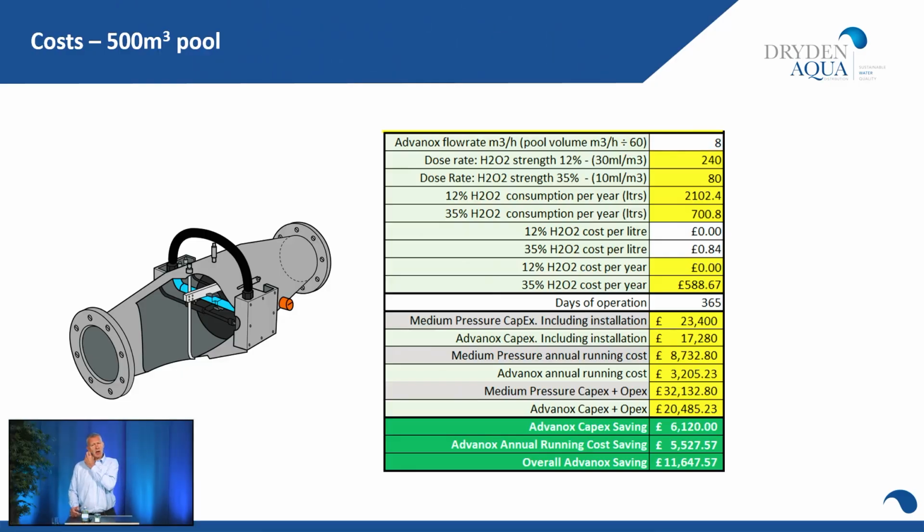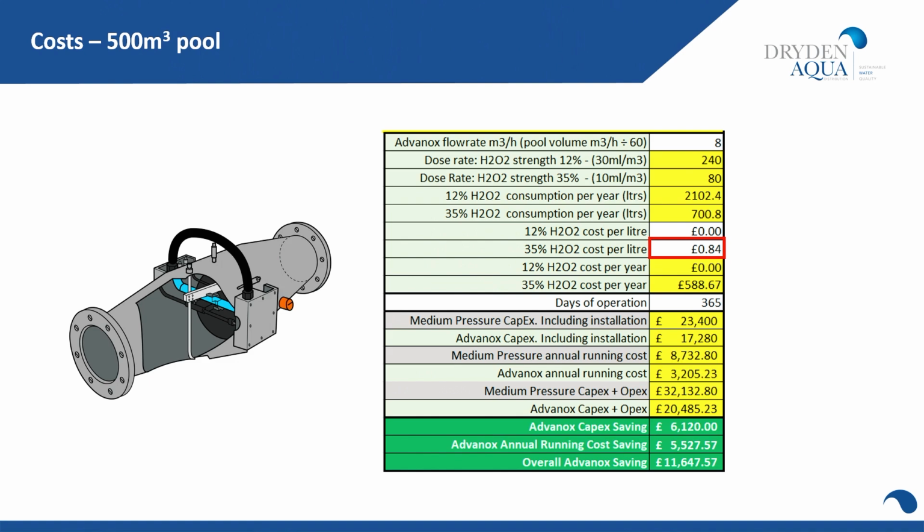With 8 cubic meters an hour of flow through the Advanox, the dose rate of the 2 different strengths that are available on the commercial pool market in the UK is, for a 12% strength, 240 millilitres per hour, compared to 80 millilitres of the 35% strength hydrogen peroxide. So over a year, that equates to 2,102 litres of the weaker solution compared to 700 litres of the stronger solution.